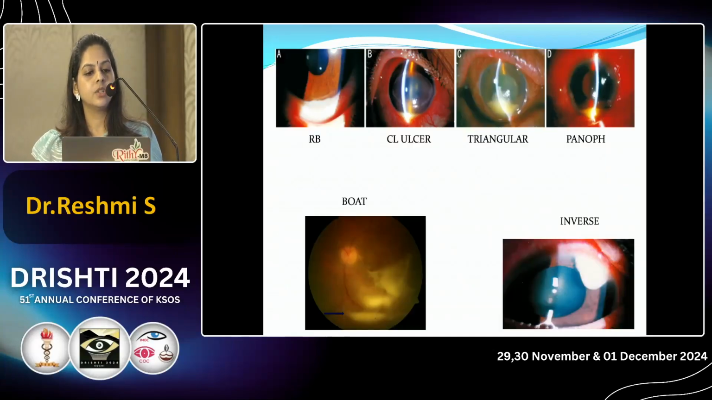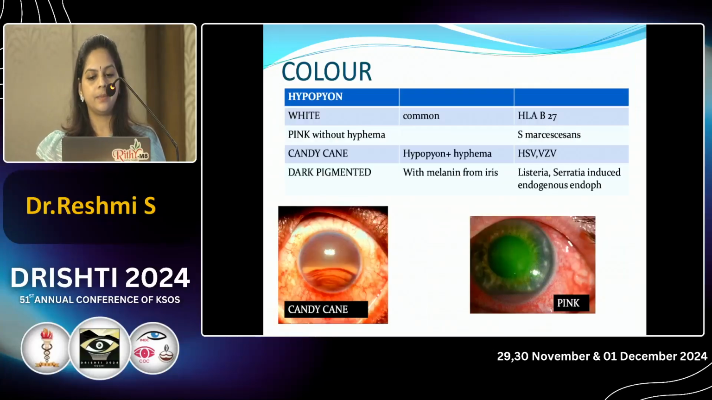The first image shows the lumpy wavy type in retinoblastoma. It's a pseudohypopyon. Second is a yellow hypopyon in a contact lens-induced ulcer. Third one is a triangular hypopyon in microbial keratitis. Fourth one is a panophthalmitis patient. And the lower image shows a board-shaped hypopyon in fungal endophthalmitis. And the last one shows an inverse hypopyon in infectious scleritis.